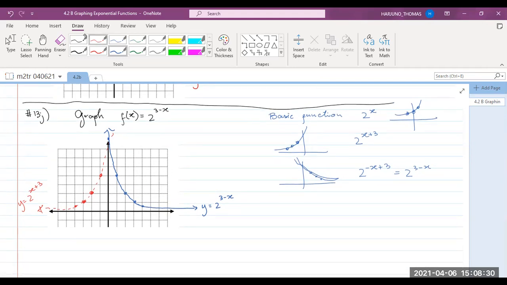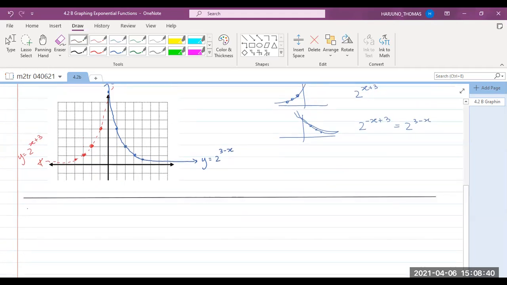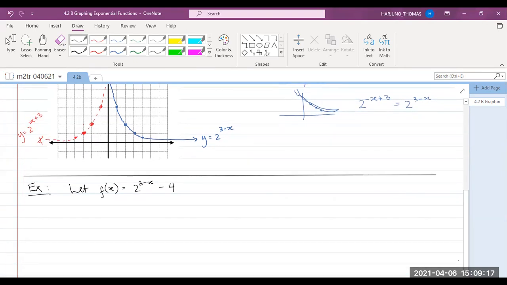Now, suppose we have more transformation involved. Let's say, for example, if I have f(x) be 2 to the 3 minus x, minus 4. 2 to the 3 minus x minus 4, which is basically the graph we have earlier, but we drop down 4 units. Okay, but this time we'll answer more questions instead of graphing it directly.